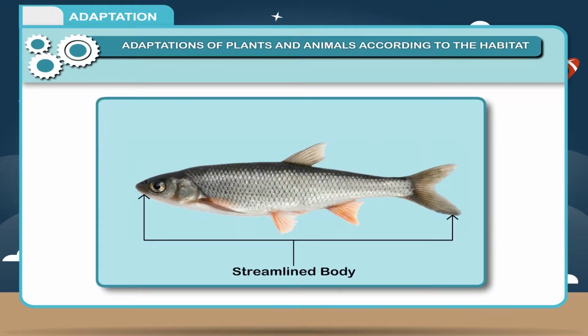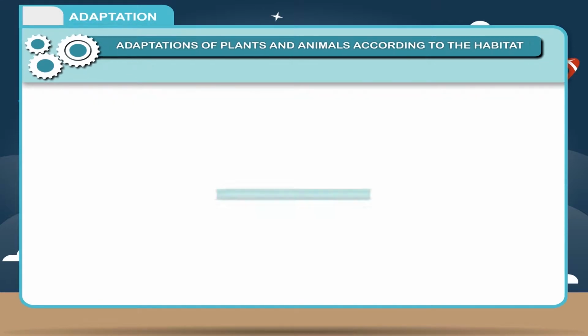1. Streamlined body, which helps in movement. 2. Scales, which protect the internal parts. 3. Fins and tail help in swimming. And 4. Gills help the fish to take oxygen.